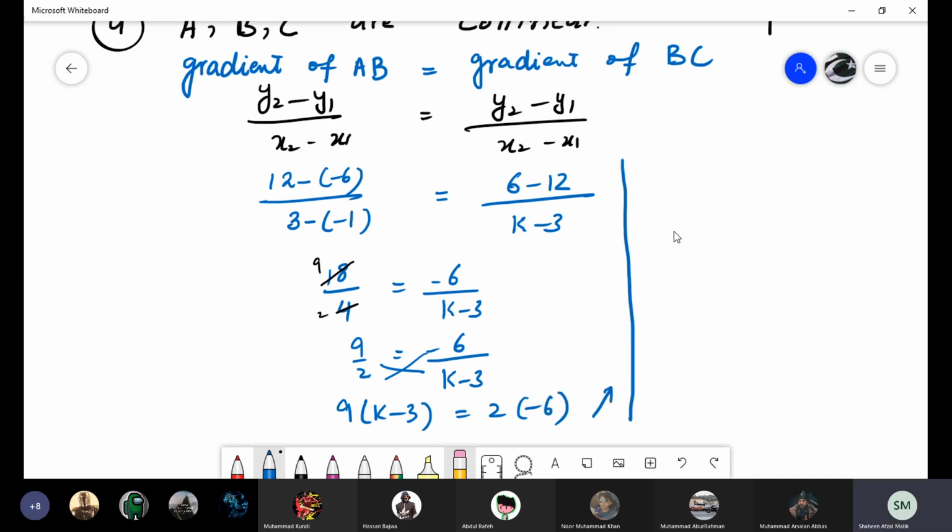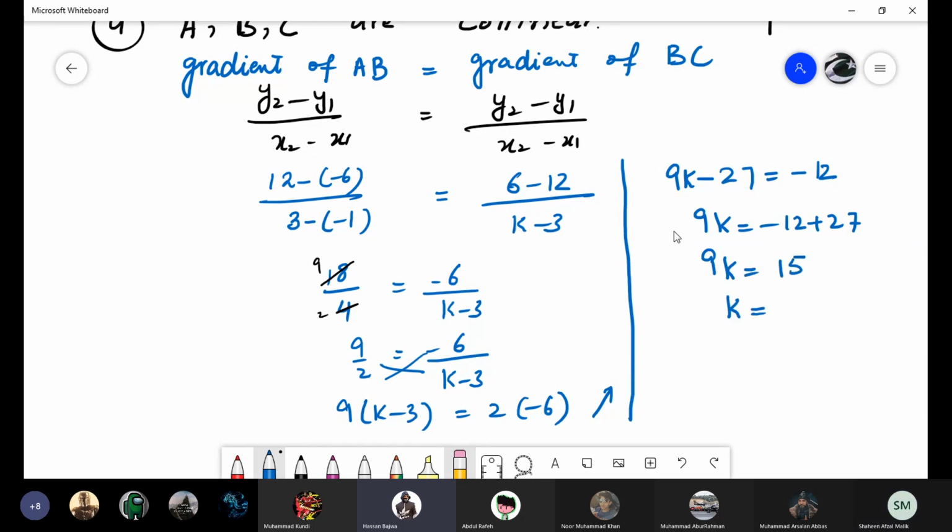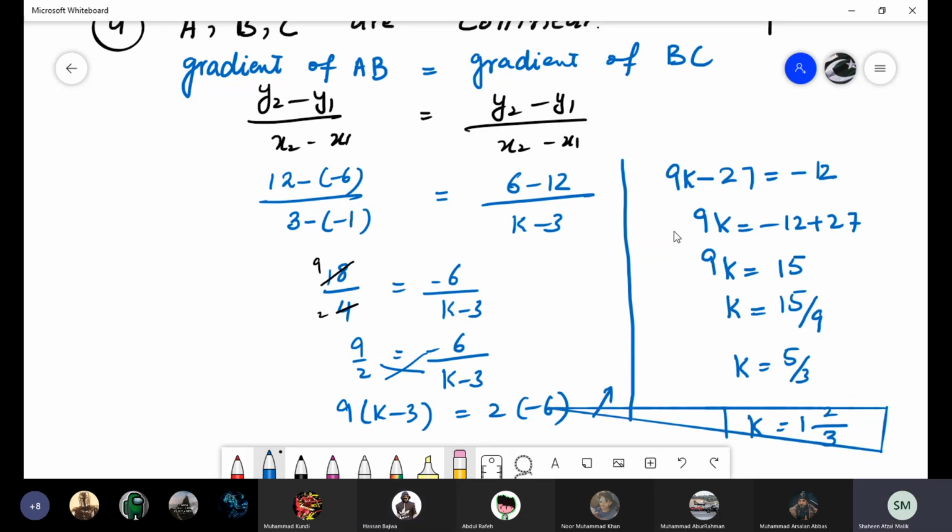Then 9k minus 27 equals negative 12. Then 9k equals minus 12 plus 27. Then 9k equals 15. Then k equals 15 over 9, so k equals 5 over 3. Then further, k is equal to 1 whole 2 by 3 when you divide. Very good. Thank you, Hassan. So this is the answer of the first part.